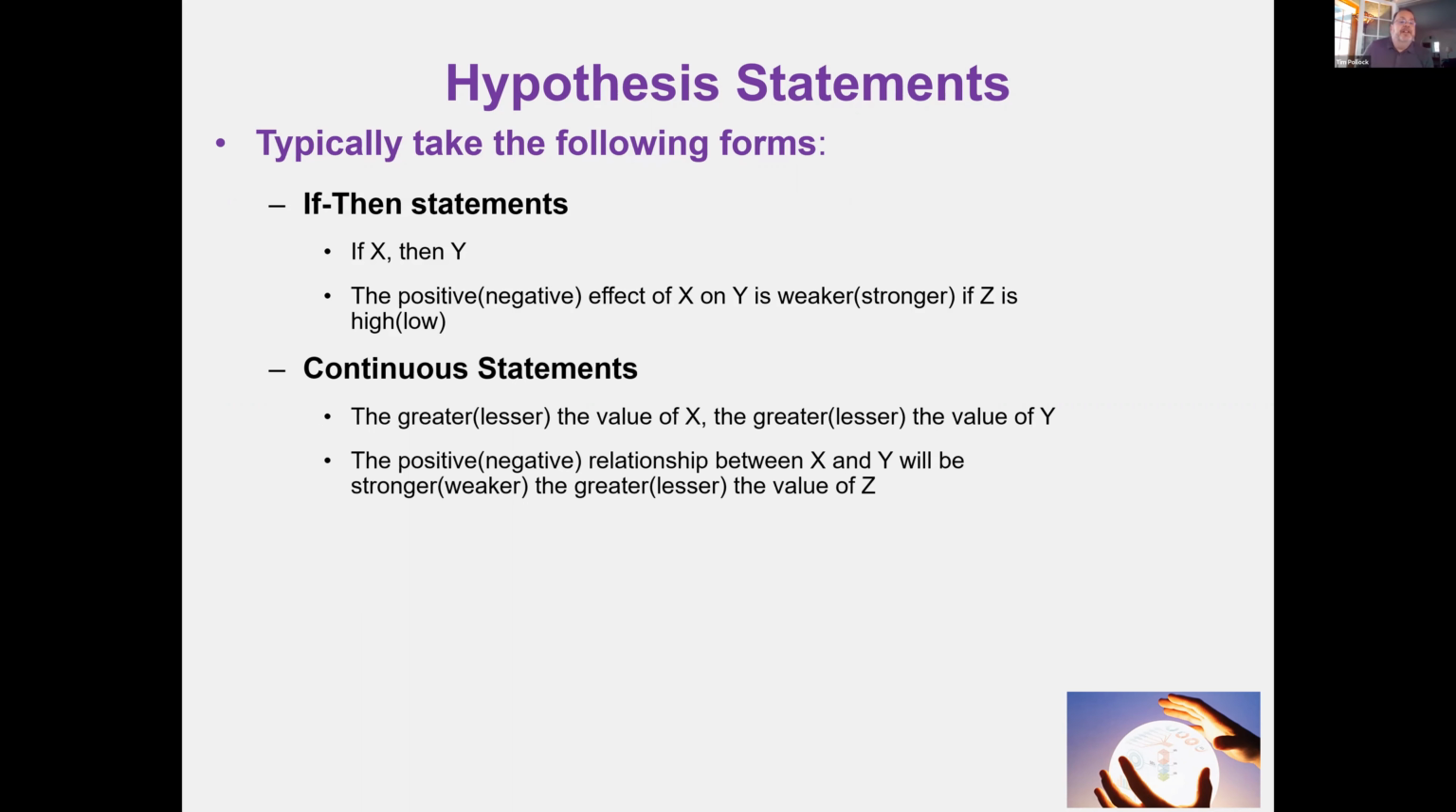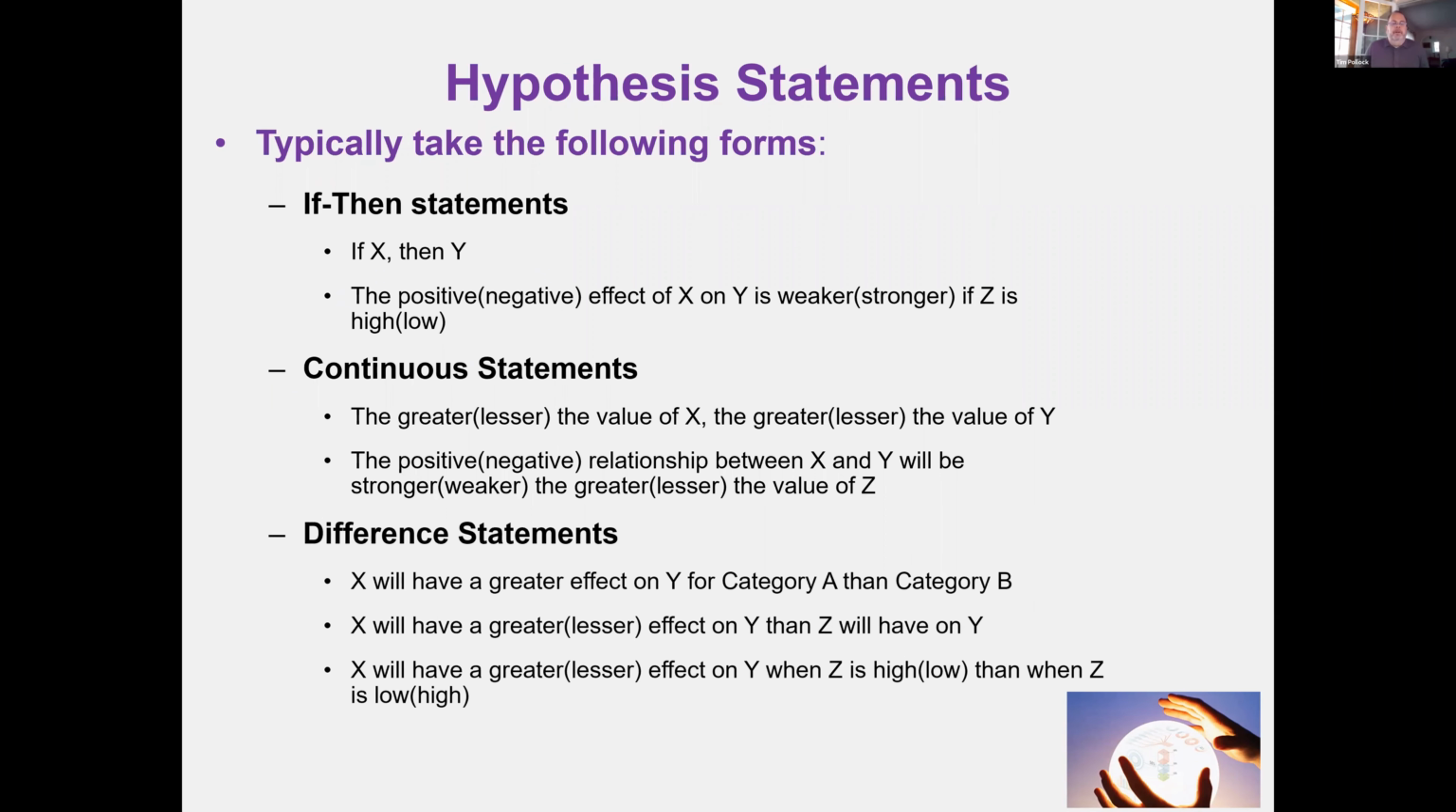Another type of hypothesis is a continuous statement. This is the greater or lesser the value of X, the greater or lesser the value of Y. The larger a company, the more the CEO is going to be paid. That would be a continuous statement. And with an interaction, we would say that the positive relationship between X and Y will be stronger the greater the value of Z, whatever the moderator is. So the relationship between firm size and CEO pay will be greater the higher the firm's performance.